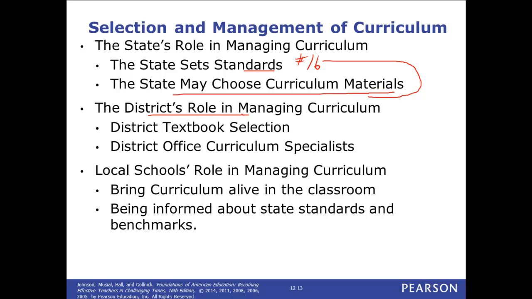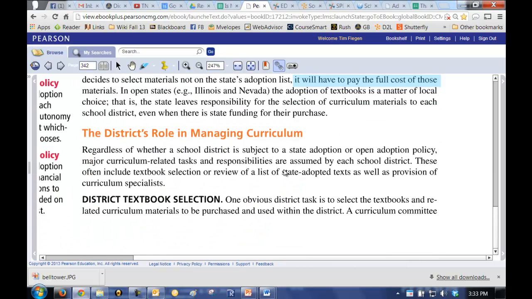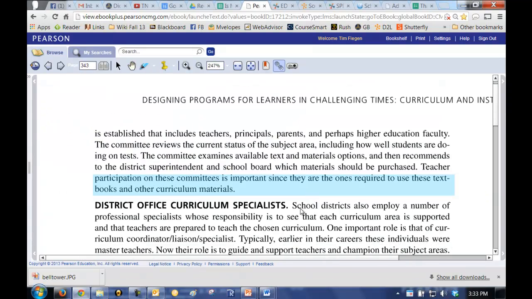And now we're going to talk about the district role of textbook selection and office curriculum specialists. So no matter how they do it, ultimately they have to supply textbooks for the schools. And again, it's huge in a place like Sioux Falls, so it's so big. And I'm going to take you down here. Teacher participation in these committees. It's often done, and I got to do this a couple times, and it really was quite interesting. Committee examines available texts and material options and then recommends to the district superintendent, the school board, which material should be purchased. Teacher participation on these committees is important since they are the ones required to do this.